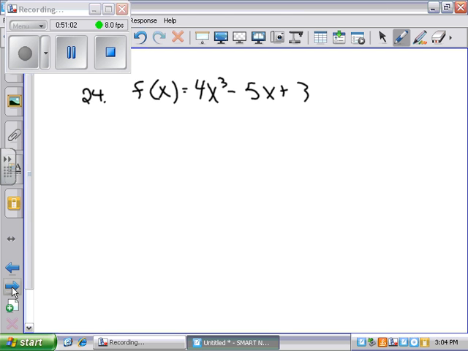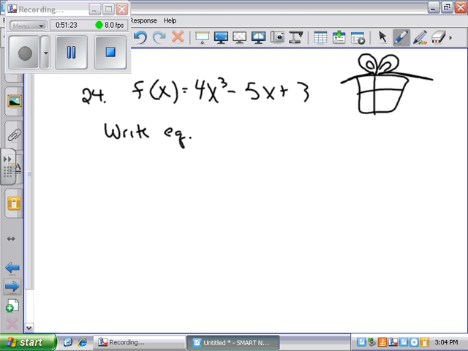You've got a function. Which of the following is an equation of the tangent line where x equals -1? Equation of the tangent line. This is like, let's just put a bow on this because this is a present. They're asking us to write the equation of a tangent line. We love this question. We know it's going to be there.